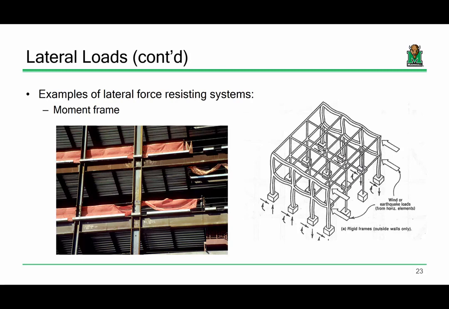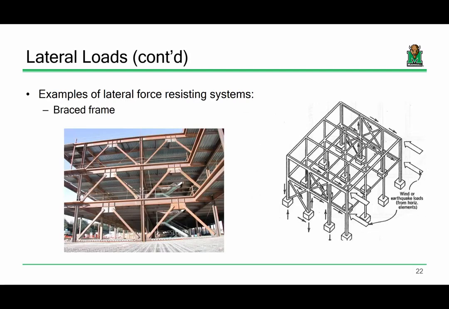For instance, in moment frames, you don't have a brace, which makes the architect happy because there's no big thing in the middle of the wall. If you had a big brace going from here to here, well, there's a space with no windows, no corner office with windows. The architect doesn't like that. But in all seriousness, braces can prevent light or the passage of personnel, so they can be a little bit of an issue.